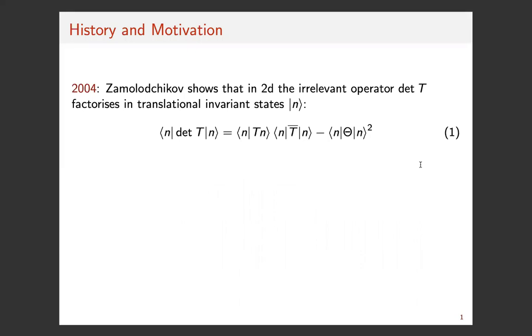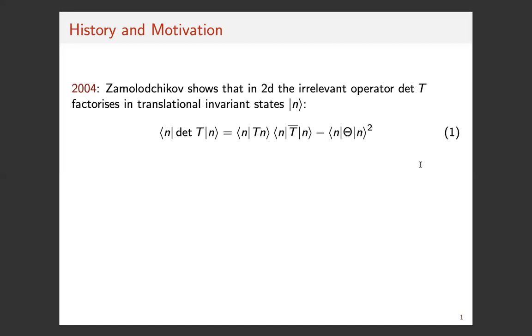This whole TTbar business starts its life in 2004, when Zamolodchikov argues that a particular combination of stress tensors in two-dimensional quantum field theories, the determinant of T in particular, which is just a particular contraction of T and T, factorizes in translation invariant states, as I've shown in equation one. So if I compute the expectation value of the determinant in some translation invariant state, I can write it just as a product of one point functions in the combination I showed in equation one, and here theta is the trace of T, so T is T_ZZ and T bar is T_Z̄Z̄.